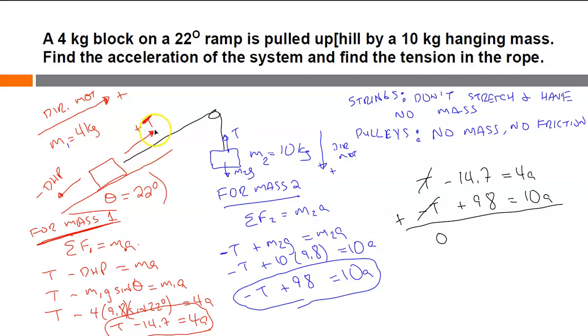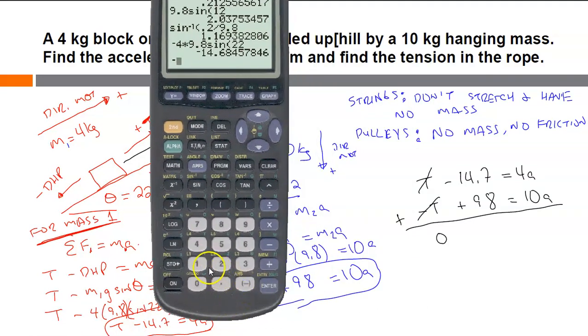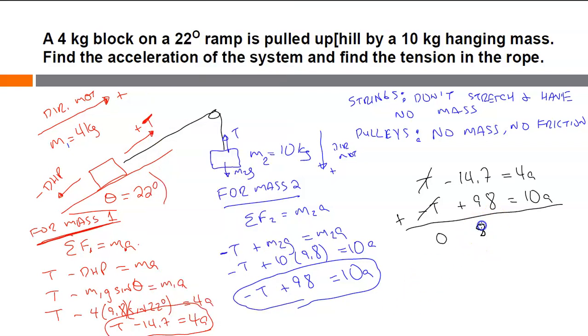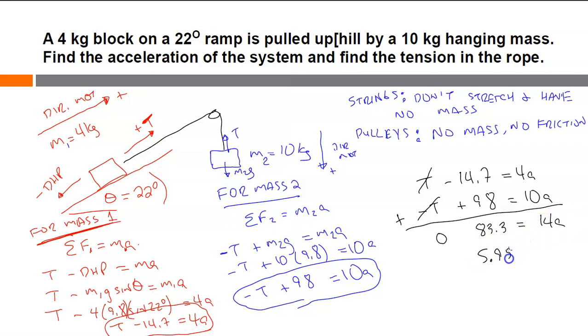This T right here pulls in the direction of motion. This T pulls opposite the direction of motion. The T's better go away, otherwise you goofed it. Right here I've got a negative 14.7 and a positive 98. Putting those together, I get an 83.3. Adding straight down, 14A. So I need to divide both sides by 14, and that would be 5.95. That is my acceleration. So I know to put the units, meters per second squared, back on.